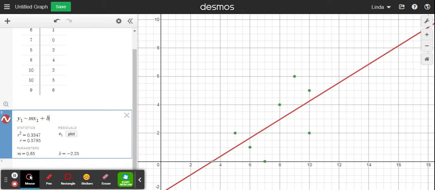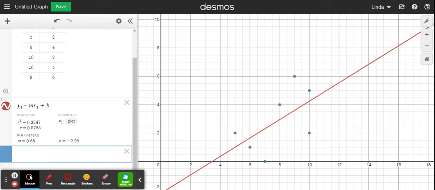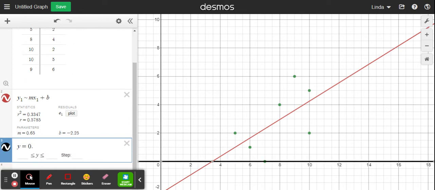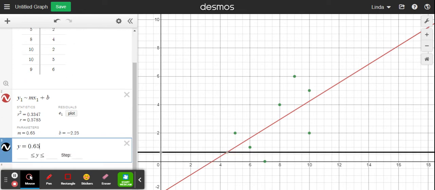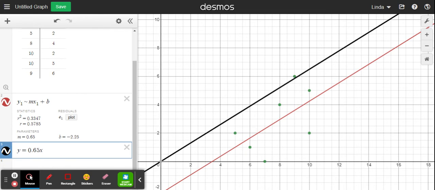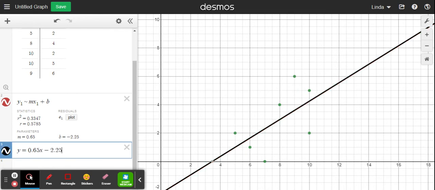So if I were writing this as an equation, now you wouldn't necessarily do this on the same graph, but I'm just going to do it to show you. Y equals, our M is 0.65. We're given what our slope is, X, and our B is minus 2.25. And notice it lined right up on top of the one that it showed us. So if I get rid of that, and it's in black, it's right over the top of the red one.